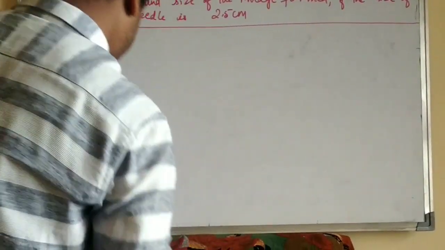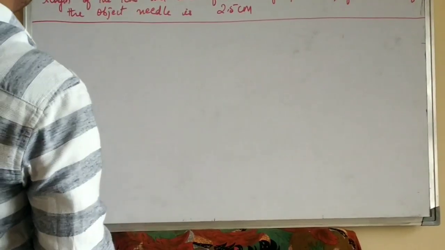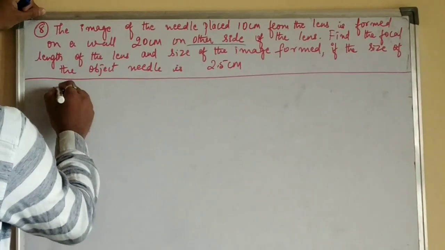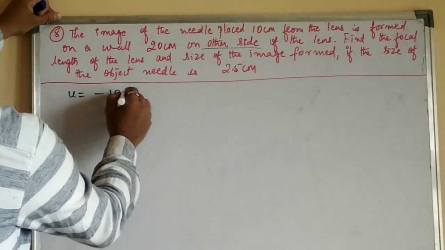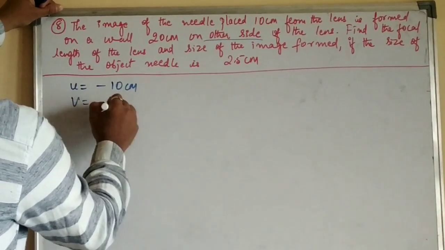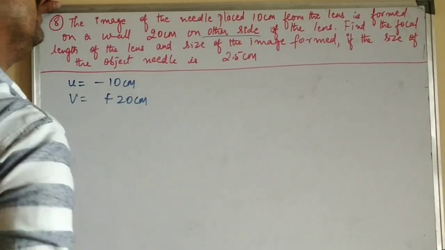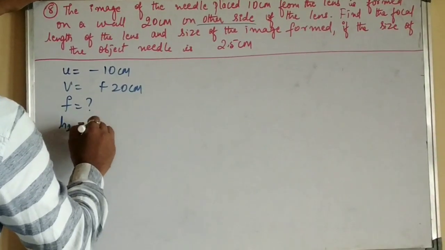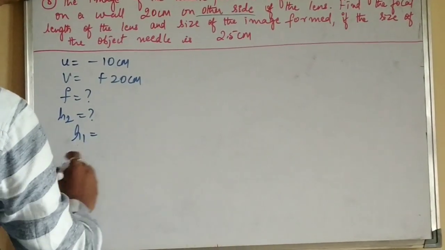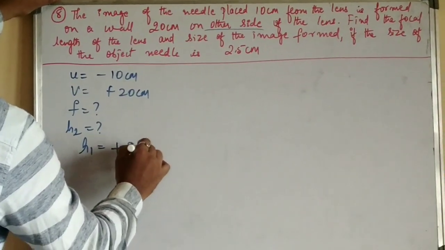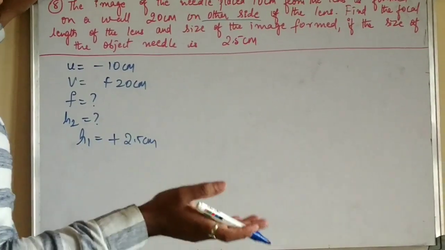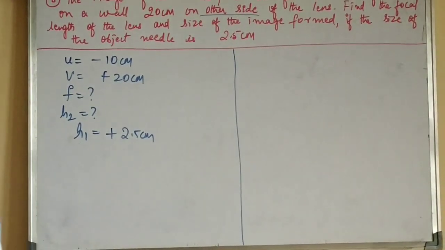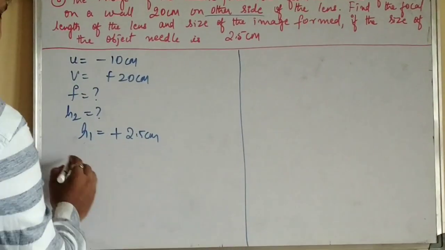Now, the image of the needle placed 10 centimeter from the lens is formed on a wall 20 centimeter away. Here u is given, that is minus 10 centimeter, then v is given, plus 20 centimeter. You have to find the focal length of the lens, and also h2. h1 is given, that is plus 2.5 centimeter. Why? Because h1, the height of the object, is always above the principal axis as per the new Cartesian sign conventions. Now you have u and v, you can easily find f.